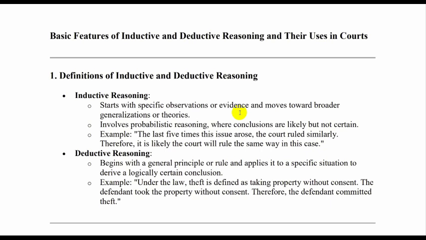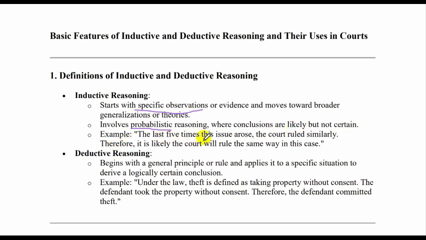First, let's look at the definition of inductive and deductive reasoning. Let's start with inductive reasoning. Inductive reasoning starts with specific observation, very important, or evidence, and moves towards broader generalization or theories. It involves probabilistic reasoning, where conclusions are likely but not certain. When something is probable, it is possible. Probabilistic means possible. So the conclusions are likely but not certain.